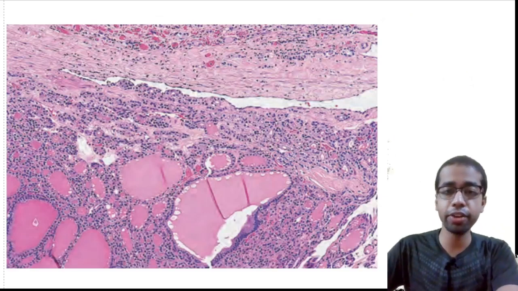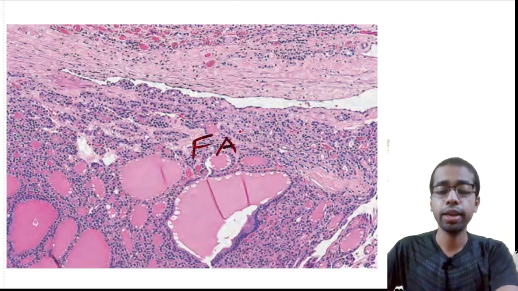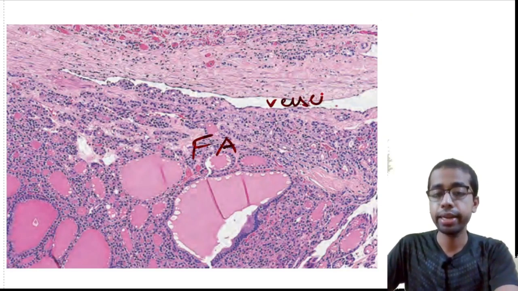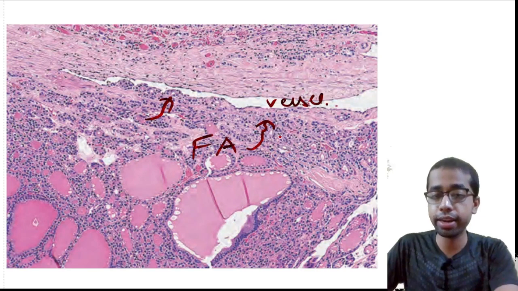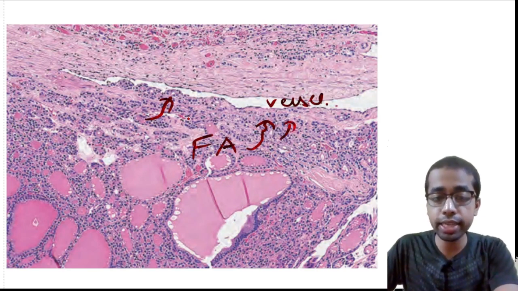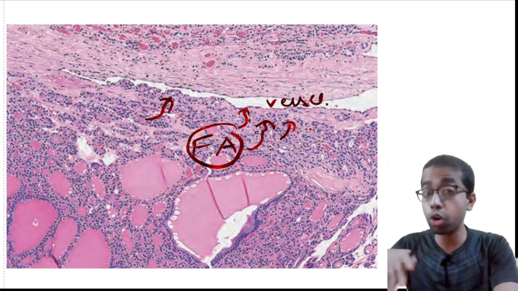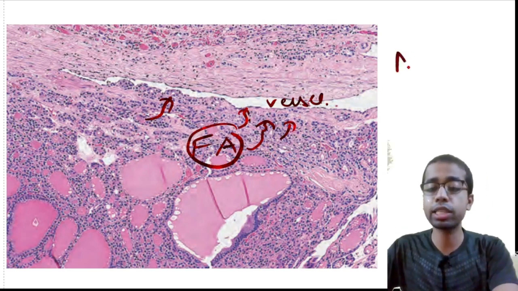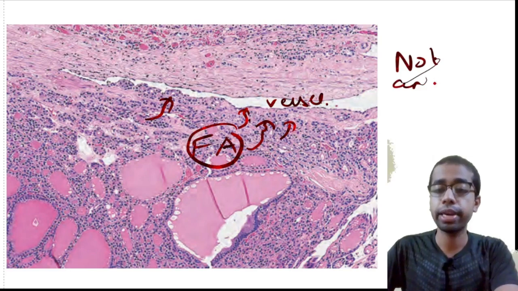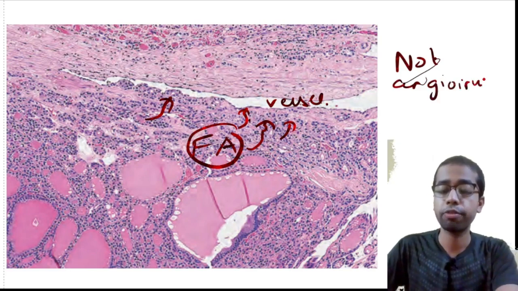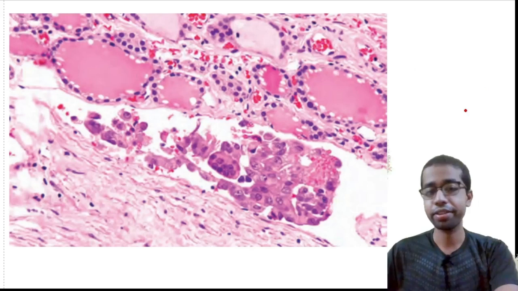Yes, this is a follicular adenoma, and this is a vessel. Now you see the follicular adenoma is going into a vessel, but the follicular adenoma is just touching the inner aspect of the vessel and not invading it. That is why it is not an angio invasion. Any doubt in that? To tell it is an angio invasion, it has to invade the vessel.